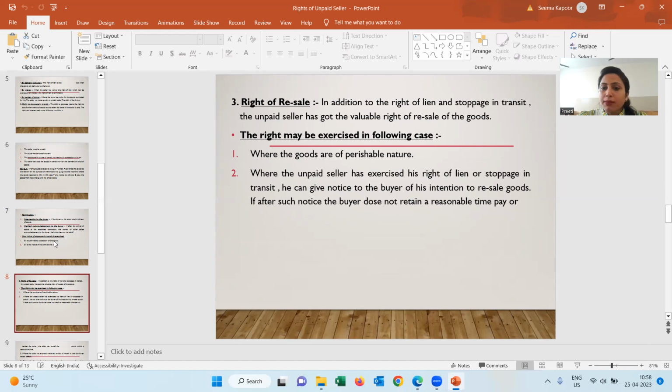Secondly, when the unpaid seller has exercised his right of lien or stoppage in transit, he can give notice to the buyer of his intention. Meaning before the reselling of the goods, he needs to inform the buyer that if after the right of lien and stoppage in transit he does not give the payment of the goods, then he will resell the goods. But after giving notice to the buyer, even then if the buyer is not paying the amount, then the seller has the right to retain the possession of goods.